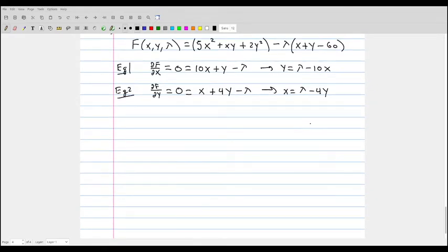And then lastly, equation 3 says that the lambda partial derivative of our Lagrange function has to be equal to 0, or negative x plus y minus 60 has to be equal to 0, which is just saying that the constraint has to be satisfied.